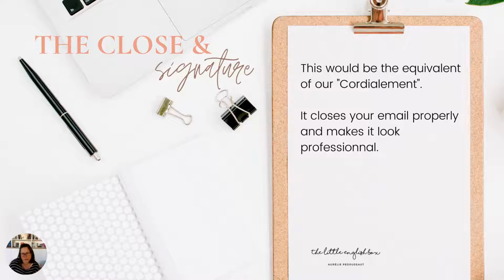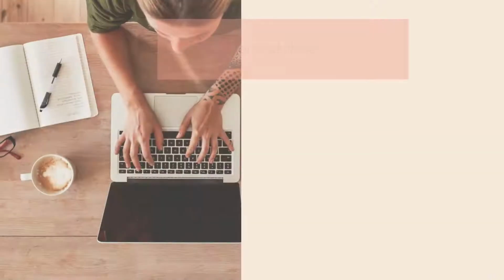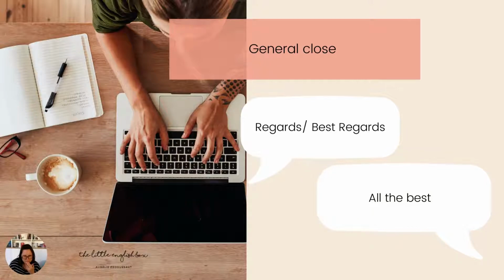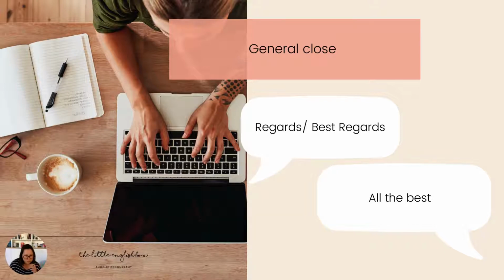You can kind of save it into your email, like Outlook or whatever you're using, and you simply apply it all the time to your email. So it's always the same and you don't need to think about it. A general close would be regards, best regards, all the best, included directly in your signature. That would be the French cordialement here.